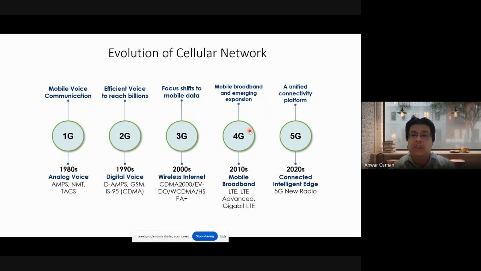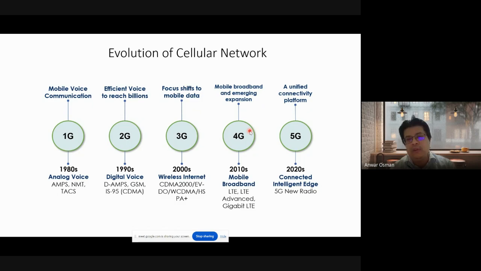And in the fourth generation, we start to see the majority of the cellular usage is already data as compared to only voice, right? For 3G, although you start to have a connection to the internet, the majority of the phone usage is still on the analog service, on voice. So that's what is different between 4G and 3G.